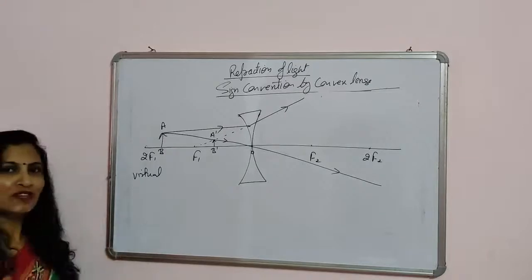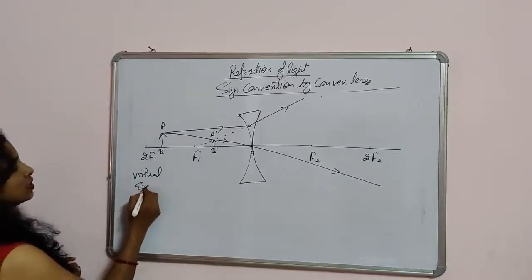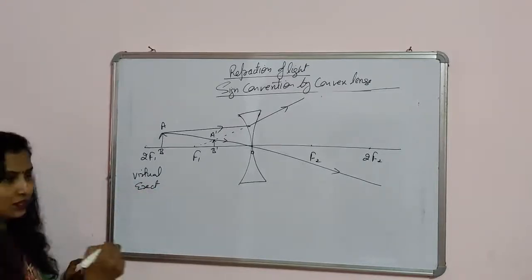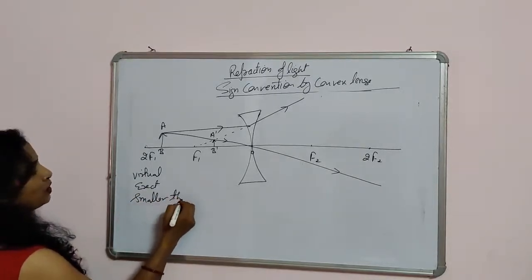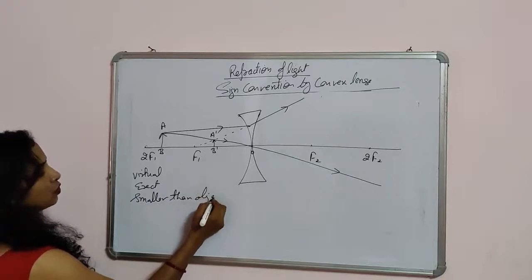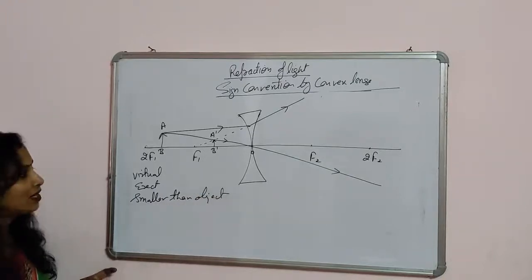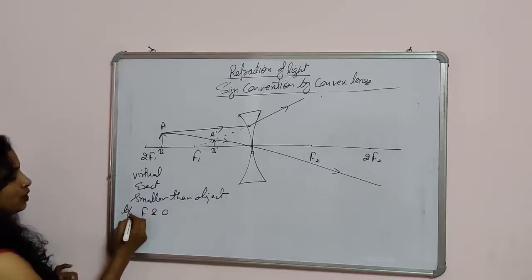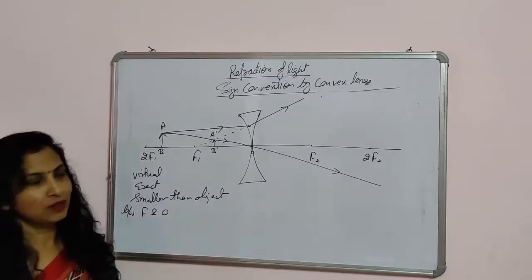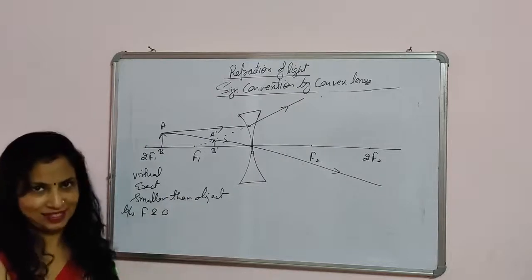And a virtual image is always erect. So we will say it is erect. Virtual, erect, and smaller than the object. It is smaller than the object. And it always forms between F and O. So this is the nature of the image formed by the concave lens.